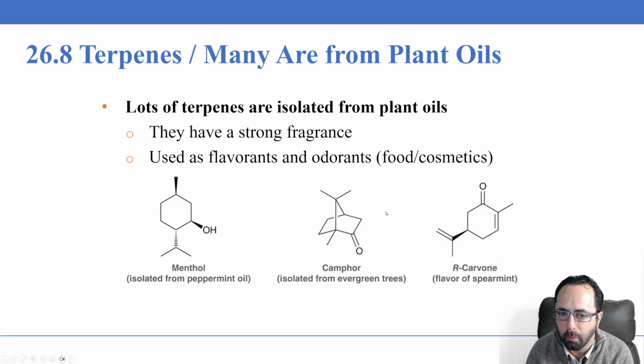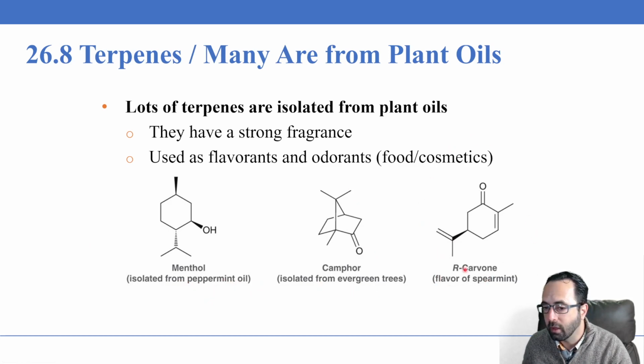Terpenes are isolated from plant oils. They tend to have nice scents to them. They can be used as flavorants and odorants. So examples of terpene derivatives are menthol, which gives you the peppermint scent, camphor from evergreen trees, and R-carvone, which we used for our polarimetry experiment in Chem 212, also a terpene derivative.